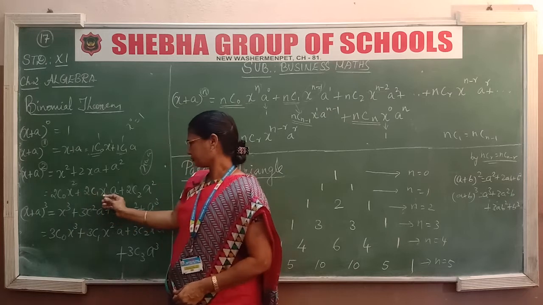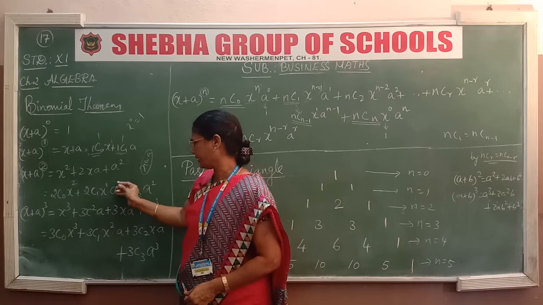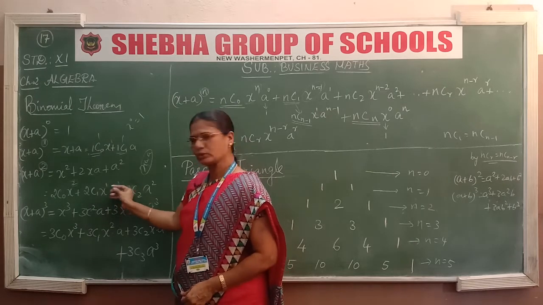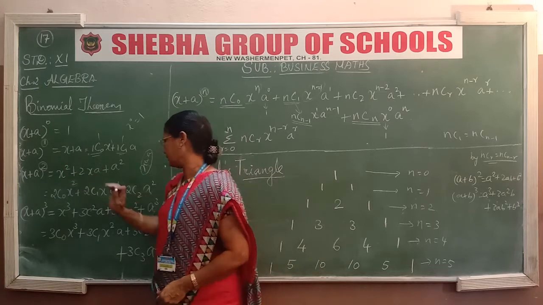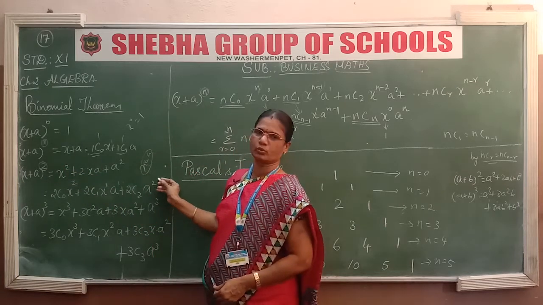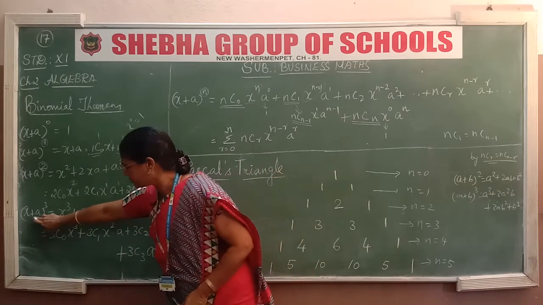Next here, the index of x is 1 and the index of a is 1. Adding these two indices we get 1 plus 1, 2. So again we get 2, isn't it? The last term is a power 2. Again we get 2. Similarly in the third one, listen, x plus a whole cube.